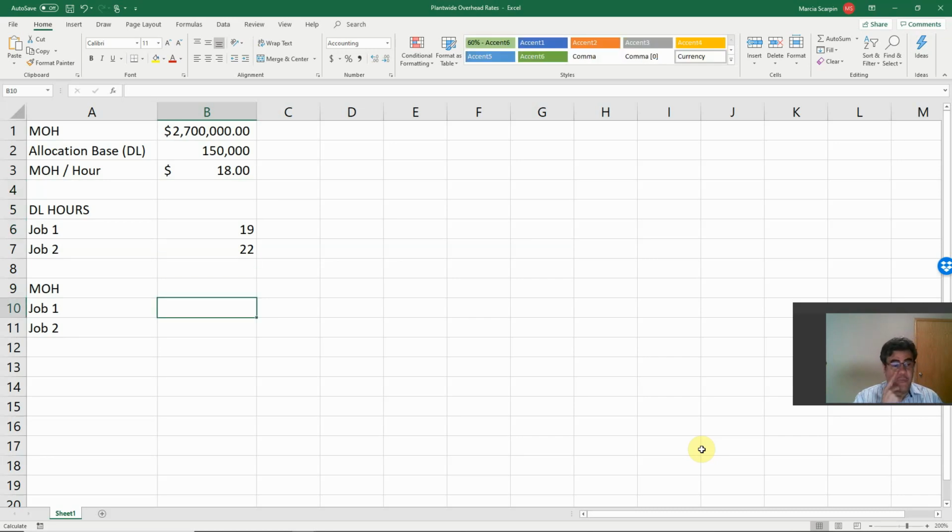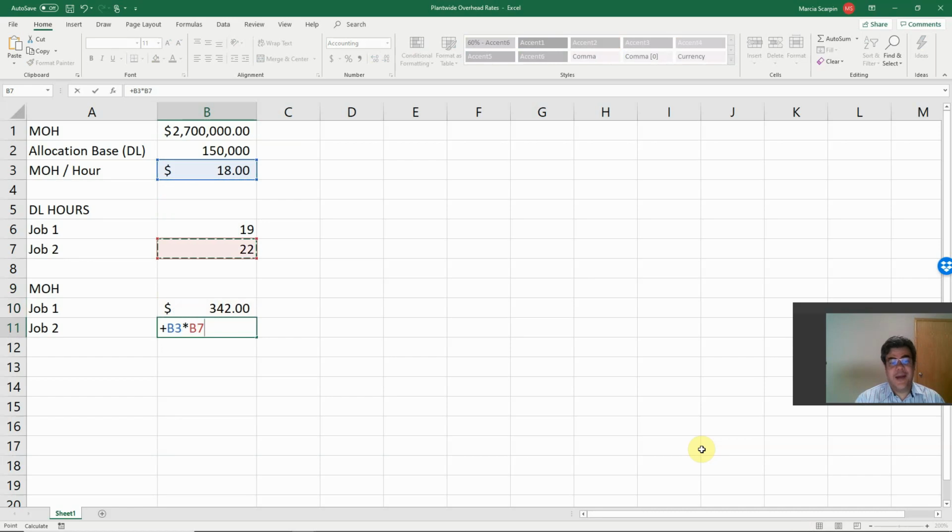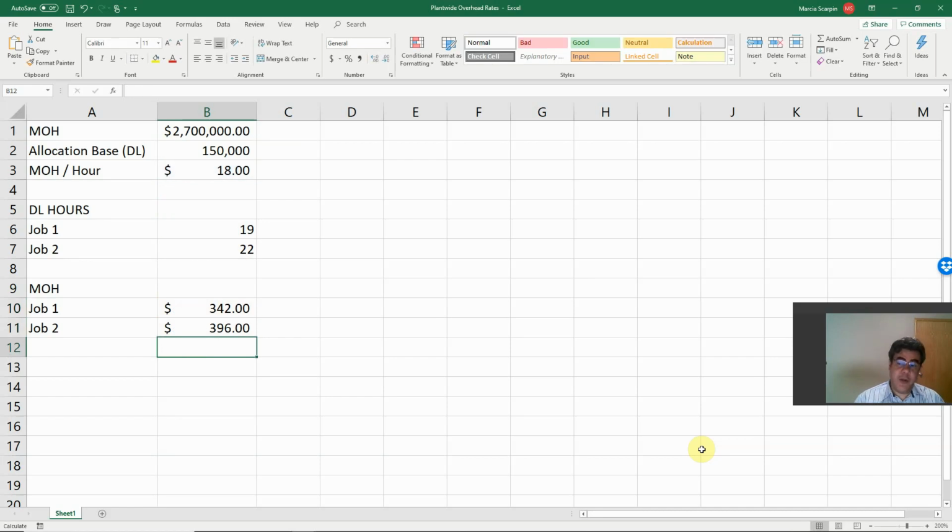So our manufacturing overhead cost allocated to job one is $18 per hour times 19 hours. For job number two, the same formula, $18 times 22 hours. So the manufacturing overhead cost allocated to job number one is $342. The manufacturing overhead cost allocated to job number two is $396. Quite easy. We don't have a lot of math here.